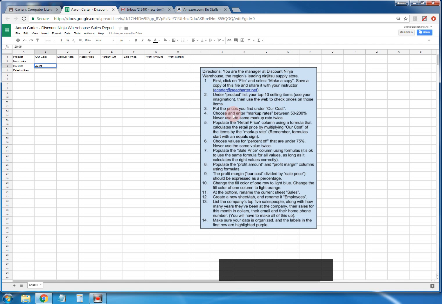Number 4, choose and enter markup rates between 50 and 200%. So of course every business wants to sell things for more money than they paid for them. That's called the markup. And a typical markup is usually between 50 and 200%. So let's just say it's a 100% markup.